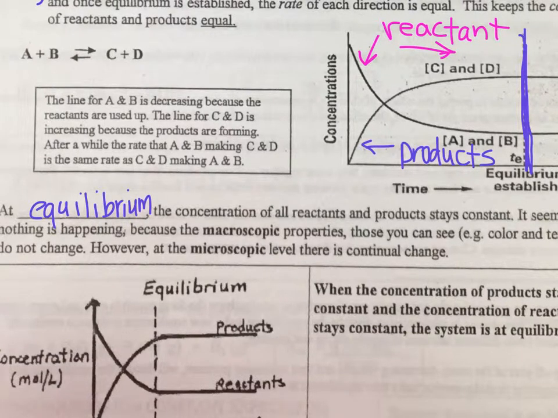the concentration of all your reactants and products stays constant. It seems as if nothing is happening because the macroscopic properties, which are those that we can see, so macroscopic are like big things, okay, do not change. However, at the microscopic level, okay, there is continual change.